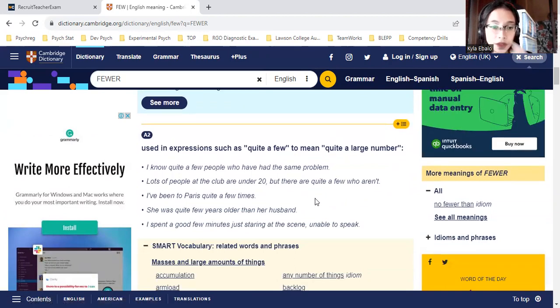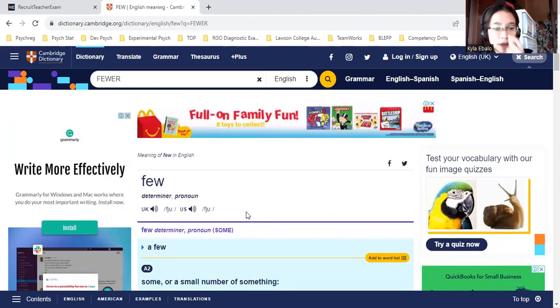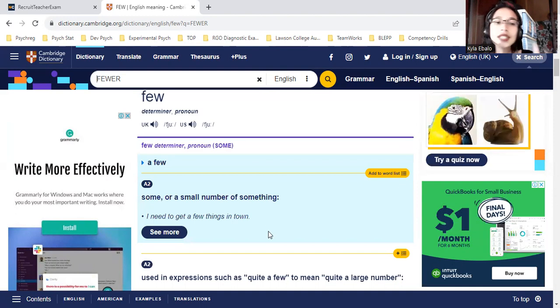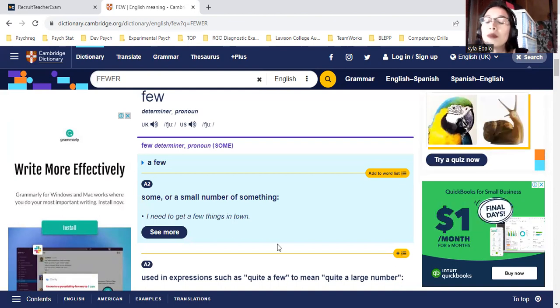Few, few. Let's see. Fewer, determiner, pronoun. Okay. Let's use the definition in this dictionary. Some or a small number of something. I don't think we can use the definition from the Cambridge Dictionary because in the context of the sentence, it is used as an adjective describing cases of dementia and stroke, right? So fewer is a comparative form of the adjective few.